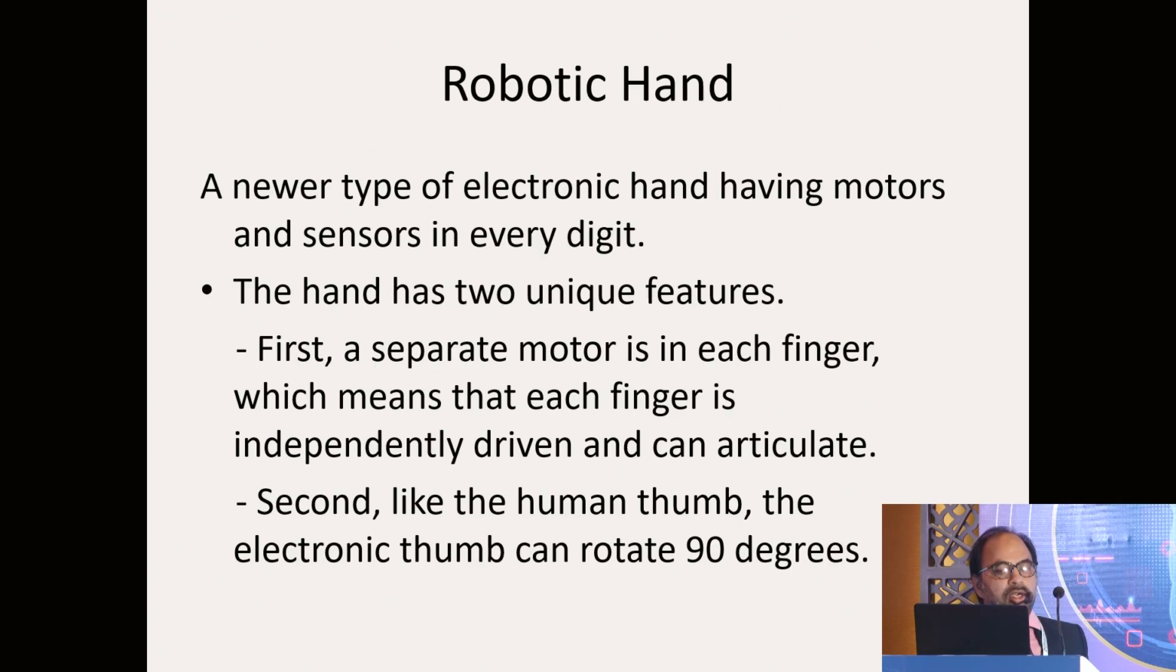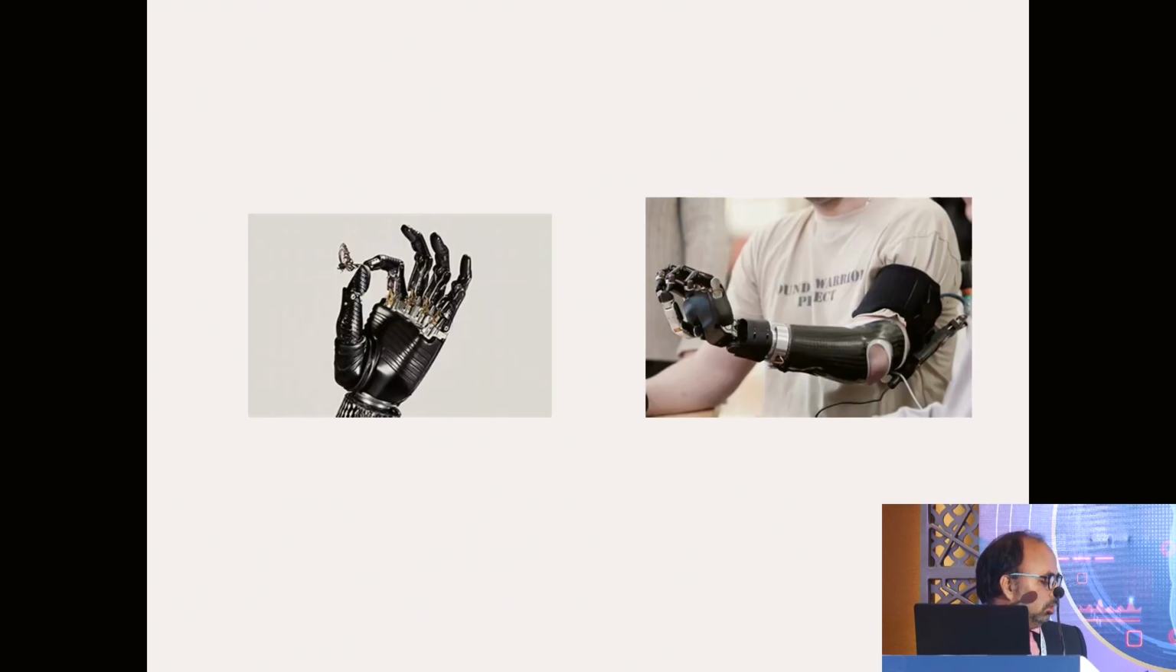Then robotic hand. There is a new type of electronic hand having motors and sensors in every digit. Hand has two unique features. First, a separate motor is in each finger, which means that each finger is independently driven and can articulate. Second, like the human thumb, the electronic thumb can rotate 90 degrees. This is an example of a robotic prosthesis.